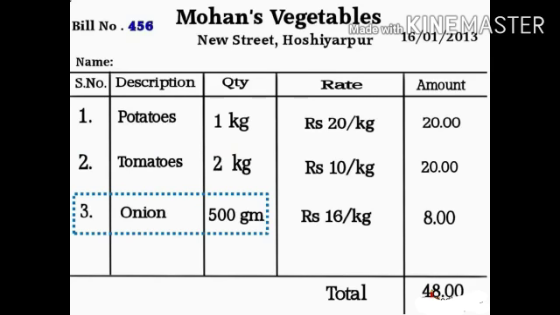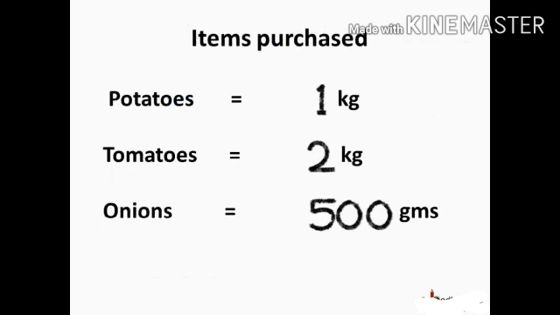The potatoes were sold at 20 rupees per kg. How about tomatoes? The tomatoes were sold at rupees 10 per kg. And the last item, which is onions, sold at 16 rupees per kg. Now, let us ourselves calculate the total amount paid by the lady.